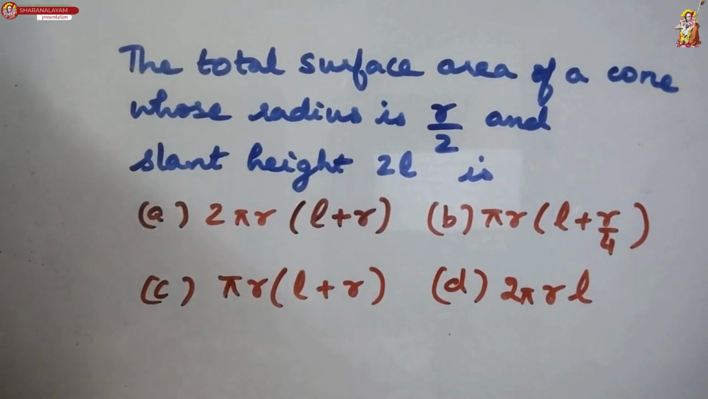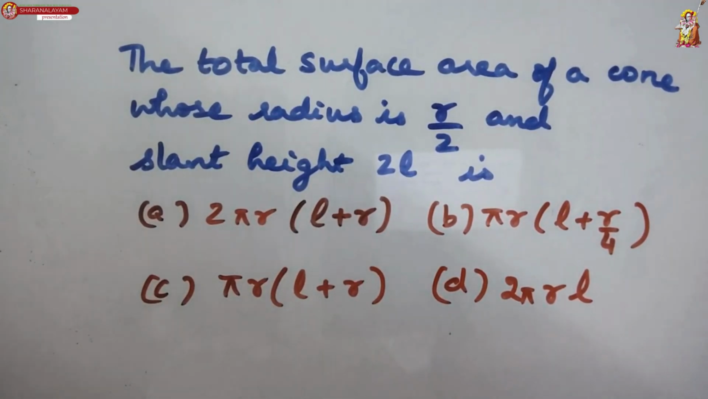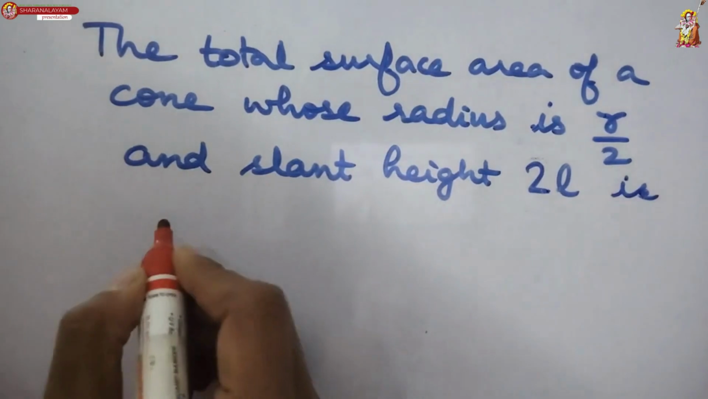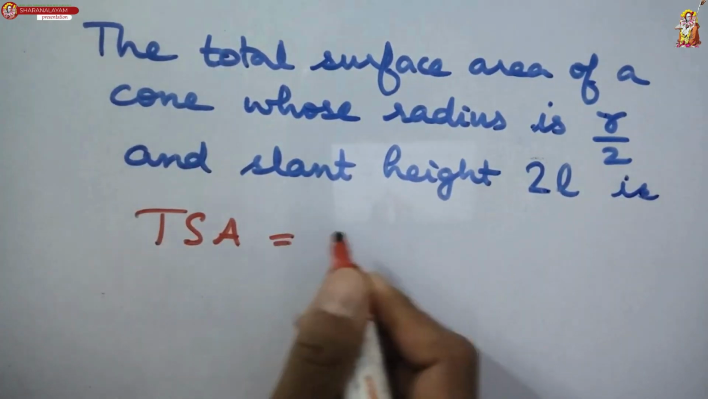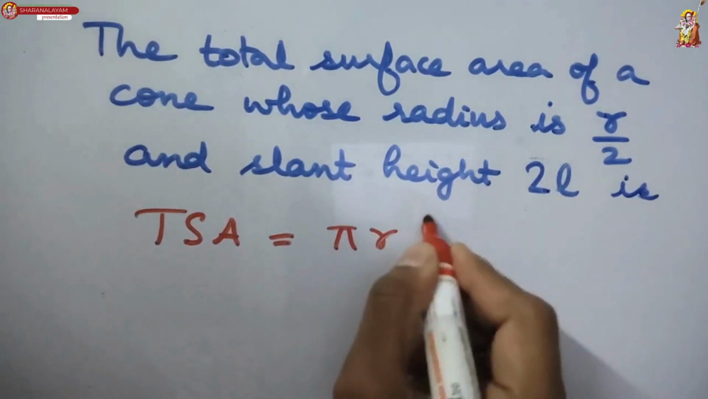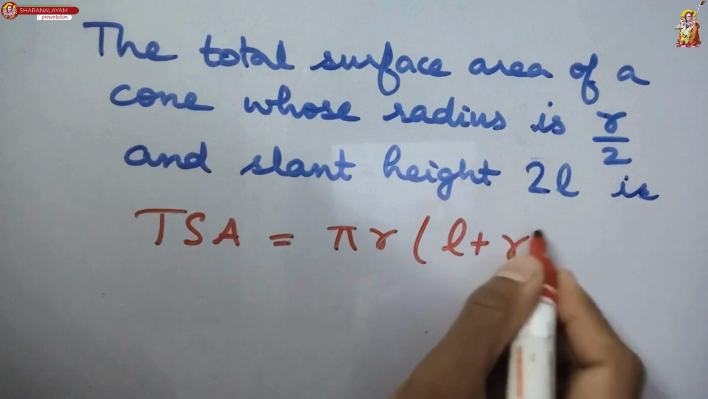Next question. The total surface area of a cone whose radius is r by 2 and slant height 2l is, they have given 4 options. A, 2 pi r into (l plus r). B, pi r into (l plus r upon 4). C, pi r into (l plus r). D, 2 pi rl. You know, total surface area of a cone is equal to pi r into (l plus r), right?